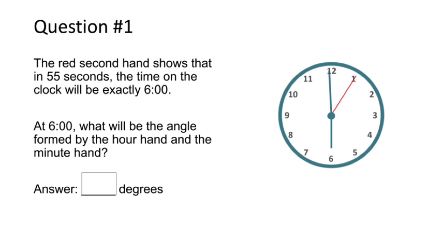Question number 1, the red second hand shows that in 55 seconds, the time on the clock will be exactly 6 o'clock. At 6 o'clock, what would be the angle formed by the hour hand, which is the small one, and the minute hand, which is the big one? So that will be a straight angle. A straight angle measures 180 degrees. Now you have a few more questions. Pause the video, try the rest of the questions, and then you can come back and compare against my answers.